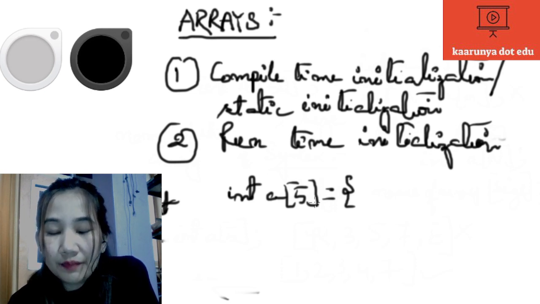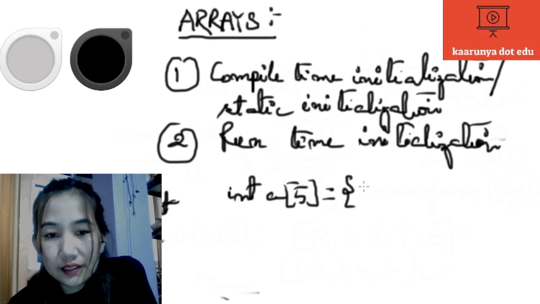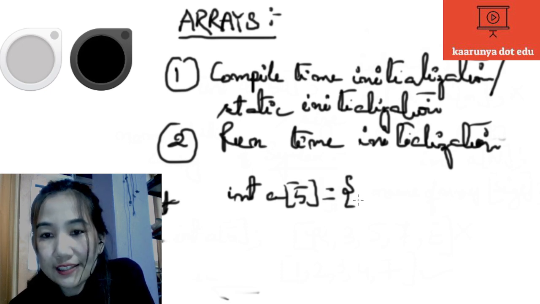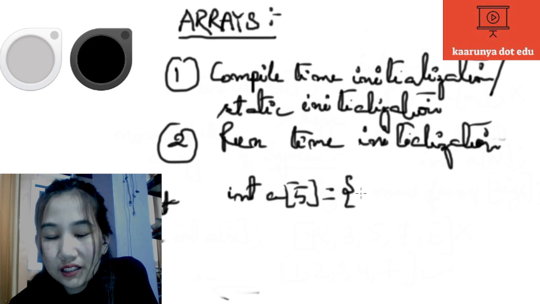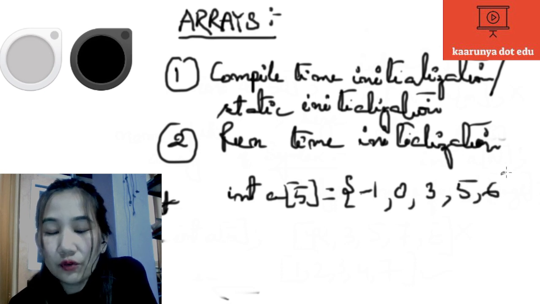Alright, so meaning here you can take values of the same type, of course, and the data type is integer, meaning you can take only integer values here. Here -1 is also an integer, 0 is also an integer, 3 is also an integer, 5, 6. You can take any number of your choice.